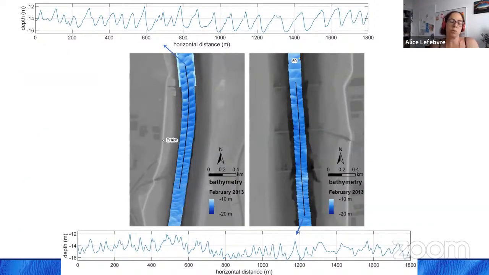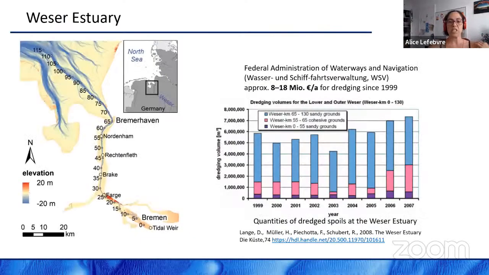And if we look just quickly at the bathymetry along the estuary, we can see dunes. That is something that we knew already, that we have dunes, because the authorities are not so happy about the dunes. They need to spend a lot of money, 8 to 20 million per year, in order to dredge the estuaries, in order to have enough depth in the channel for ships to go through.